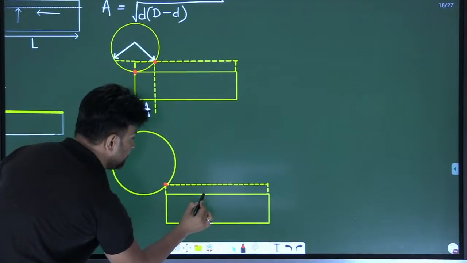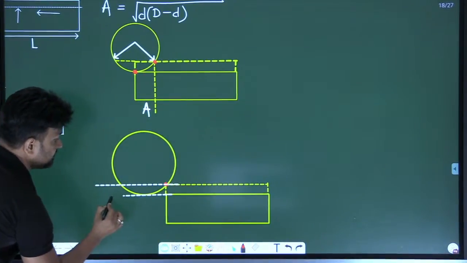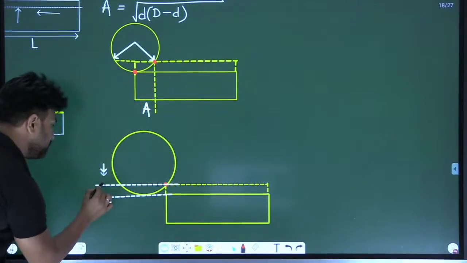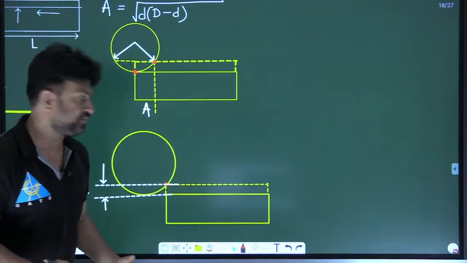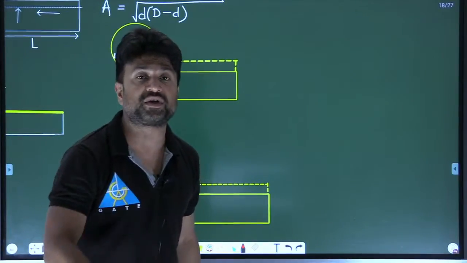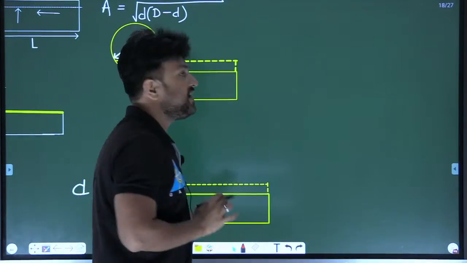That much material you remove. Am I clear or not? This is the depth of cut. So that much material you remove. Now here you can see the milling cutter is not going to touch the corner of the workpiece. Now the workpiece is safe.